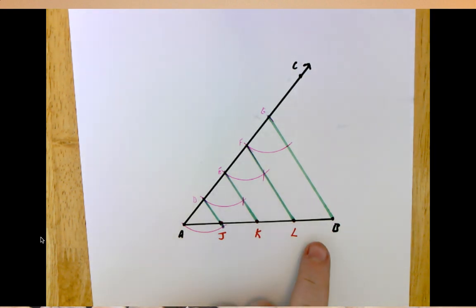In other words, point L divides the directed line segment AB into a 3-to-1 ratio. And that's construction number 16.